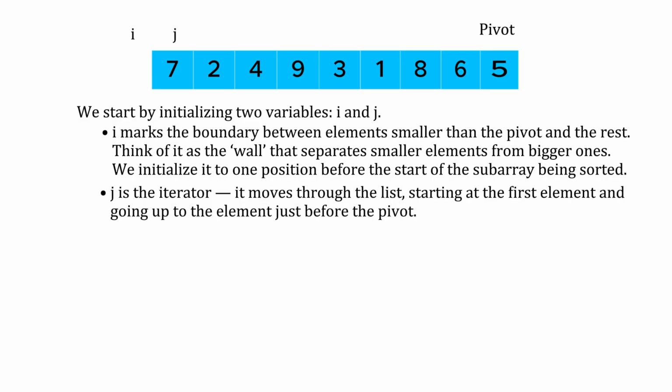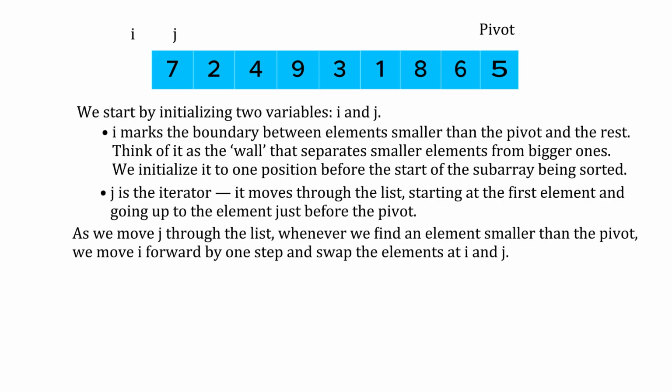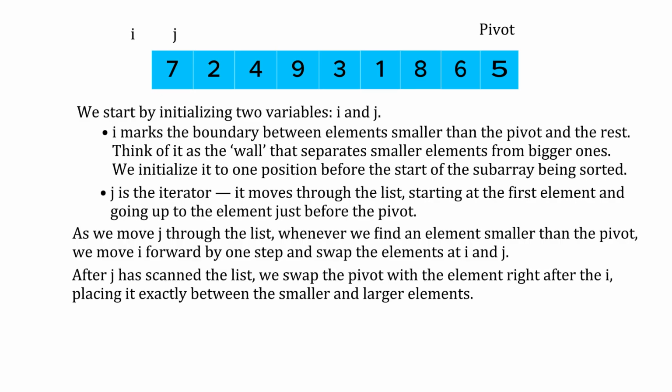j is the iterator. It moves through the list, starting from the first element and going up to the element just before the pivot. As we move j through the list, whenever we find an element smaller than the pivot, we move i forward by one step and swap the elements at the i and the jth position. After j has scanned the entire list, we swap the pivot with the element right after i, placing it exactly between the smaller and the larger elements. You will understand it in a much better way once you see the algorithm in action.